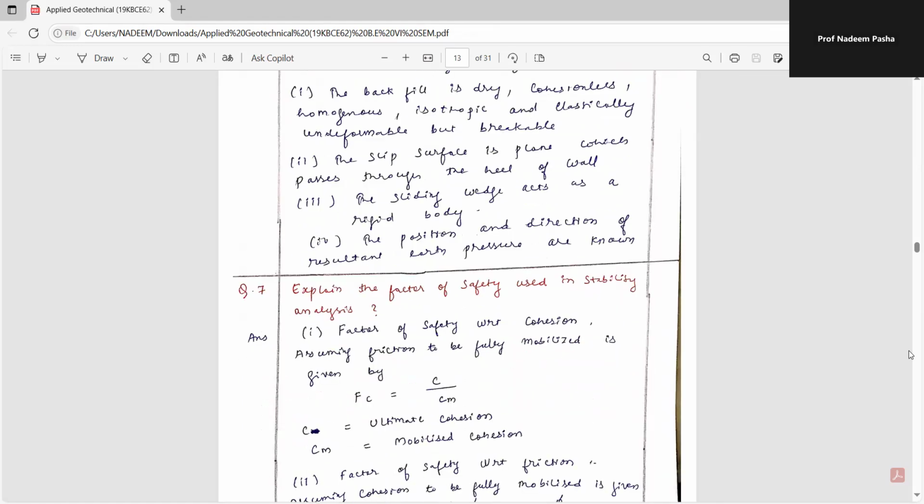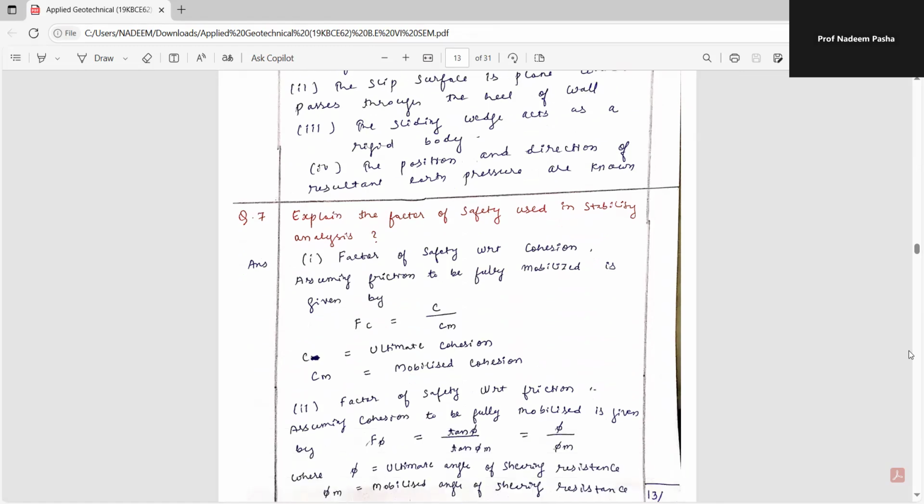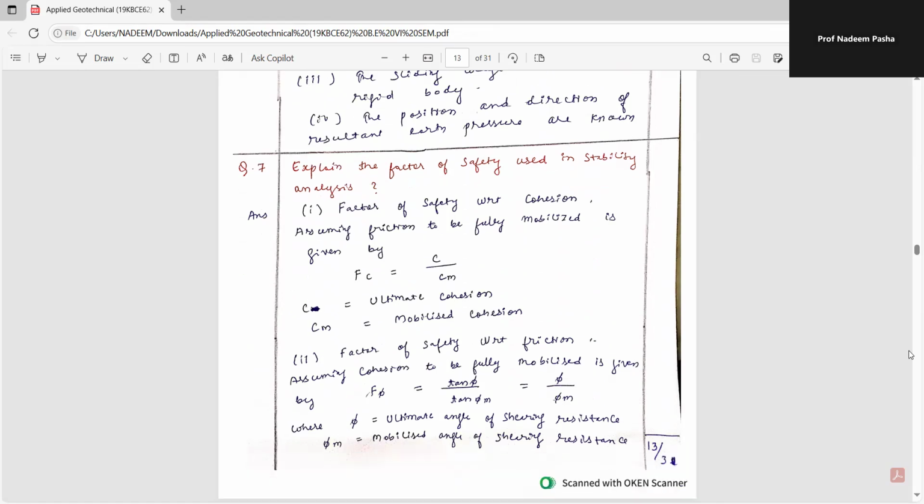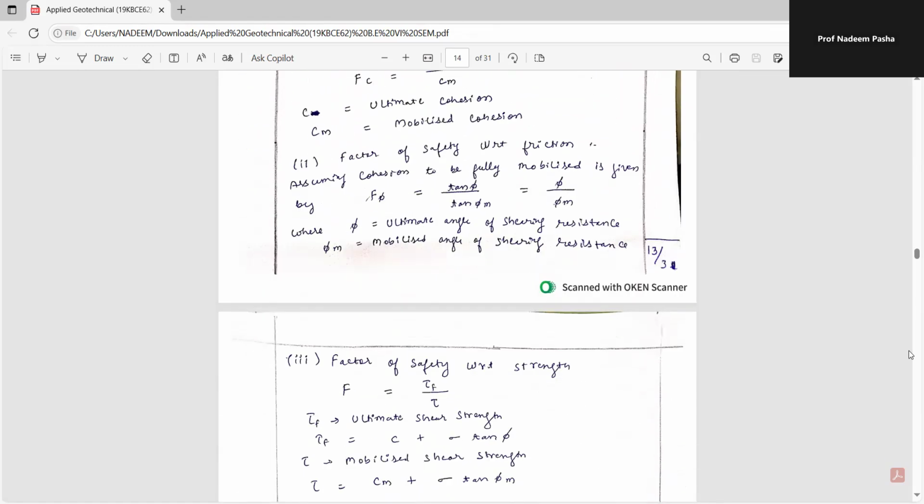Next, explain the factor of safety used in stability analysis. Factor of safety with respect to cohesion, assuming friction to be fully mobilized: Fc is equal to C by Cm, where C is ultimate cohesion and Cm is mobilized cohesion. Next, factor of safety with respect to friction, assuming cohesion to be fully mobilized, is given by F phi equal to tan phi by tan phi m, or phi by phi m, where phi is the ultimate angle of shearing resistance and phi m is the mobilized angle of shearing resistance.